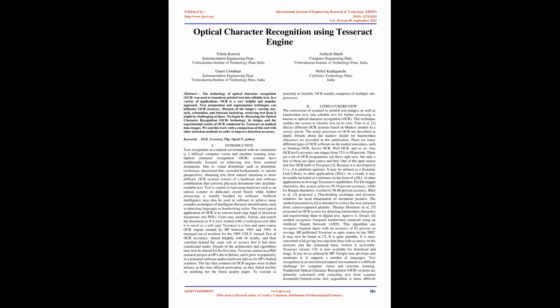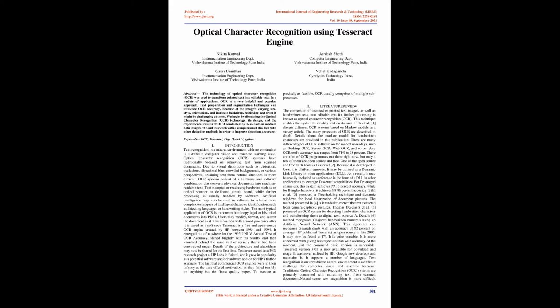Introduction. Text recognition in a natural environment with no constraints is a difficult computer vision and machine learning issue. Optical character recognition, OCR, systems have traditionally focused on retrieving text from scanned documents. Due to visual distortions such as distortion, occlusions, directional blur, crowded backgrounds, or various perspectives, obtaining text from natural situations is more difficult. OCR systems consist of a hardware and software combination that converts physical documents into machine-readable text.